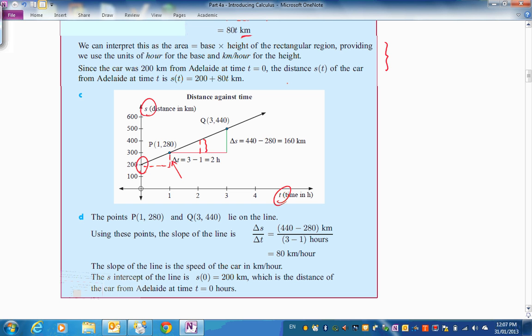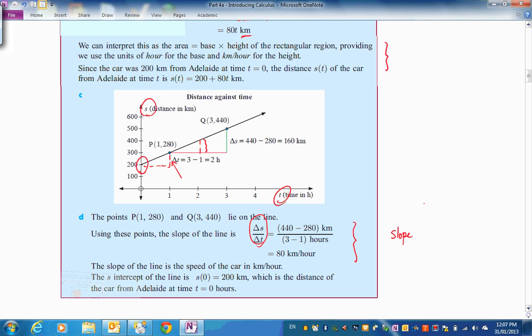So every time we go 1 hour's worth, we go another 80 kilometres. All right, so that's the idea. What we need to do now is to say, well, okay, can you see that there's an important relationship I've just mentioned there, that the change in displacement with time, which is the slope of the line, isn't it?